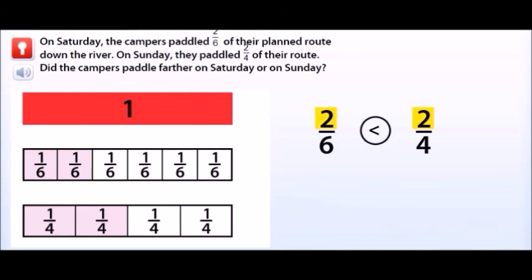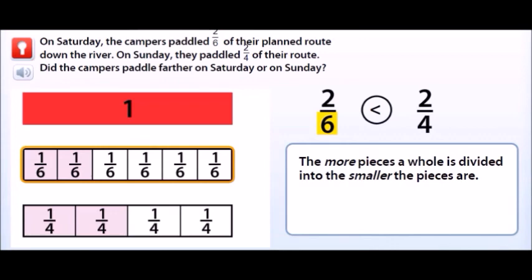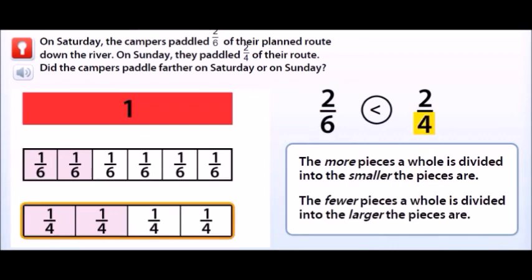Now let's use reasoning to compare the fractions. Since the numerators are the same, look at the denominators to compare the shaded pieces of the fraction strips. How does the number of pieces affect the size of the pieces? The more pieces a whole is divided into, the smaller the pieces are. The fewer pieces a whole is divided into, the larger the pieces are. So 2/4 is larger than 2/6 because with fourths the whole is divided into fewer pieces.